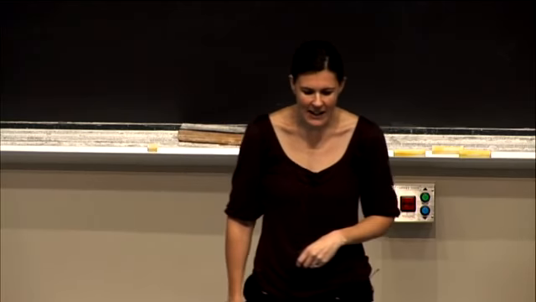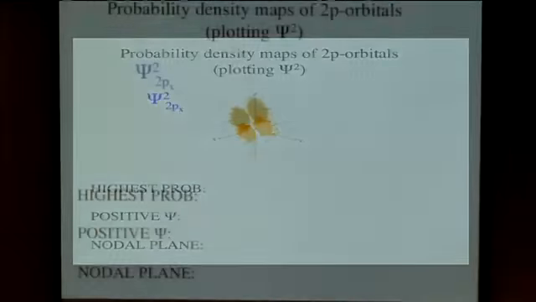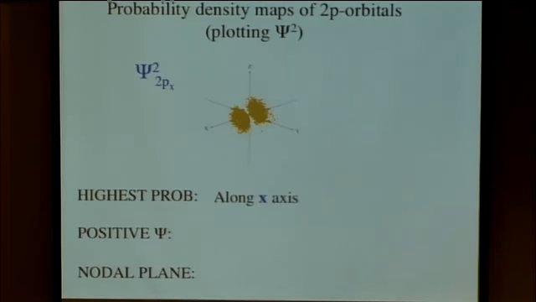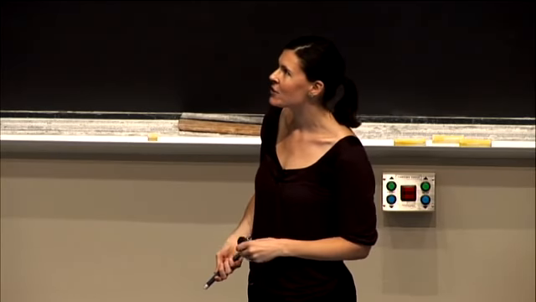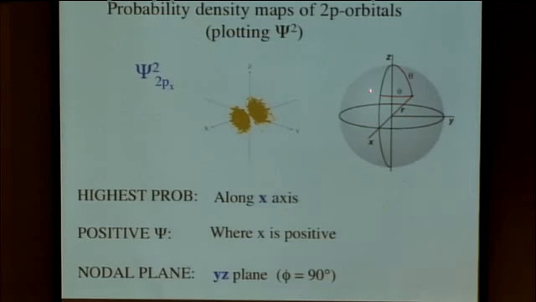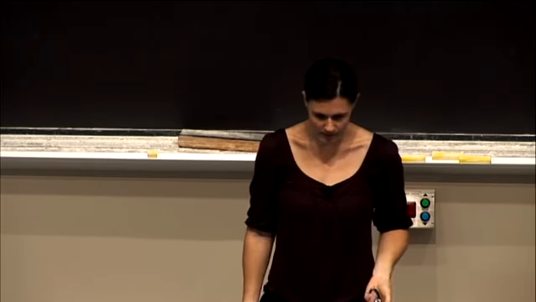So let's look now at the 2px orbital. This is the probability density map, so we're talking about the square here. The highest probability now is going to be along the x-axis. So that means we're going to have a positive wave function every place where x is positive. What is the nodal plane in this case? So it's going to be the YZ nodal plane, or in other words, any place where phi is equal to 90 degrees. You can see if you take phi and you move it over 90 degrees, we're right here in the YZ plane. Anywhere where that's the case, we're going to have no probability density of finding an electron.